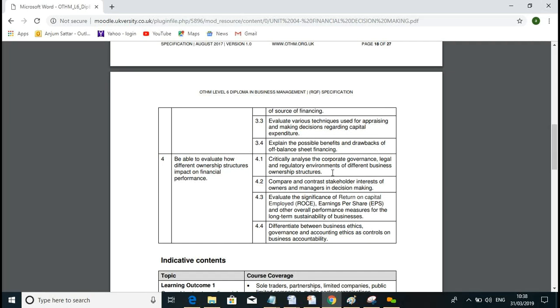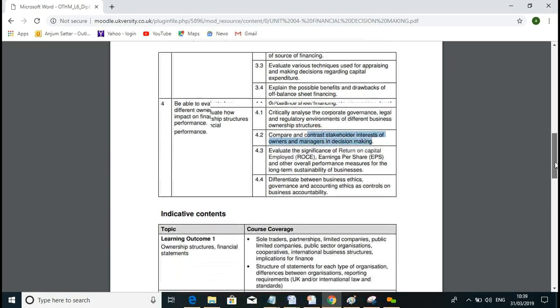So that's what we'll go through, and then LO4 will be the last hour, which we'll go through today as well. Critically analyze, compare, and analyze the corporate governance and legal regulatory environment. Corporate governance, how it regulates and governs the organization, will be a bit of discussion. We'll go through stakeholders and their interests. Stakeholders mean anybody who has any interest in the business. The shareholders are the investors. All shareholders can be stakeholders, but not all stakeholders can be shareholders.